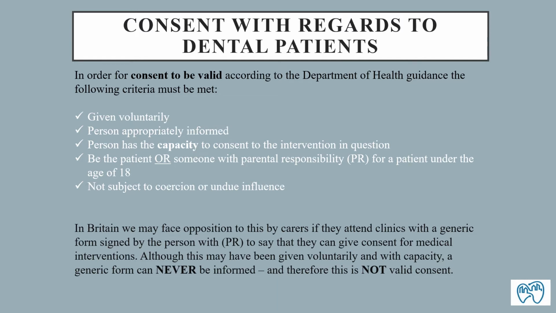In order for consent to be valid, according to the Department of Health guidance, the following criteria must be met. Consent must always be given voluntarily, and the person must always be appropriately informed about the treatment and the procedures. The person must have the capacity to consent to the intervention in question. Consent can be taken from the patient or someone with parental responsibility for a patient under the age of 18. We need to make sure that the person giving consent is not subject to coercion or undue influence.